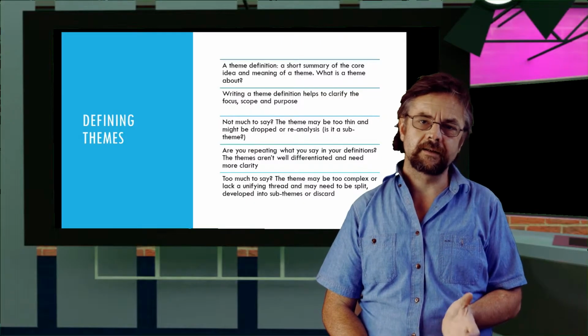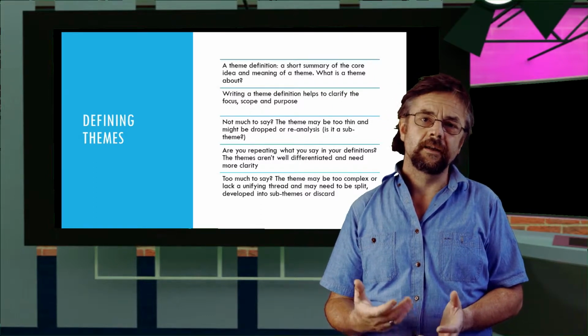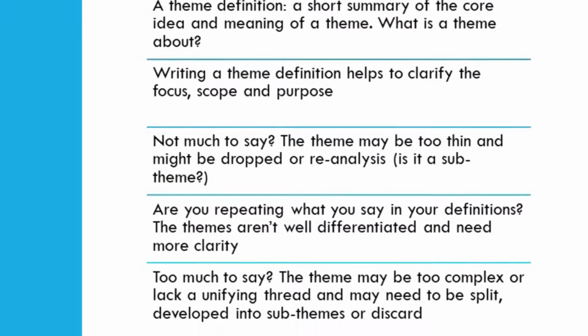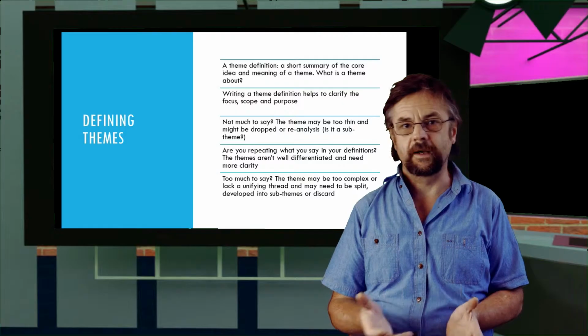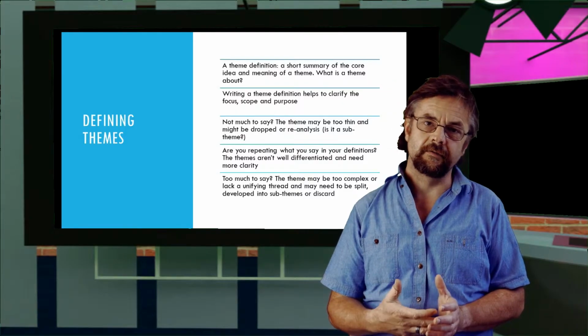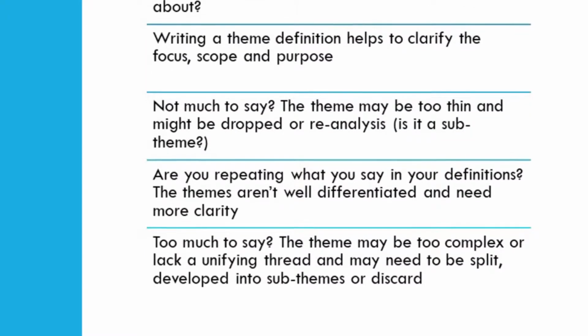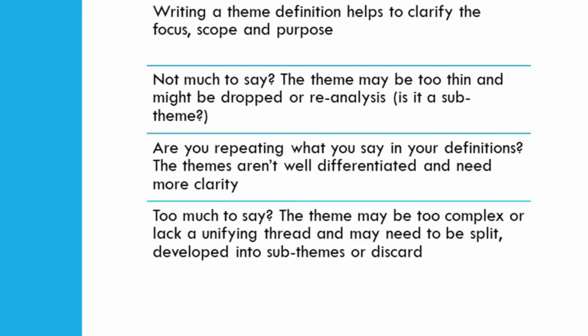Now we might find that our summaries look similar in 2 or more themes, and this might mean that the themes are not sufficiently distinct. They overlap, so you might need more clarity in your analysis. We might also find that our summary of the theme ends up quite long. We have too much to say about it. The summary goes on for pages.